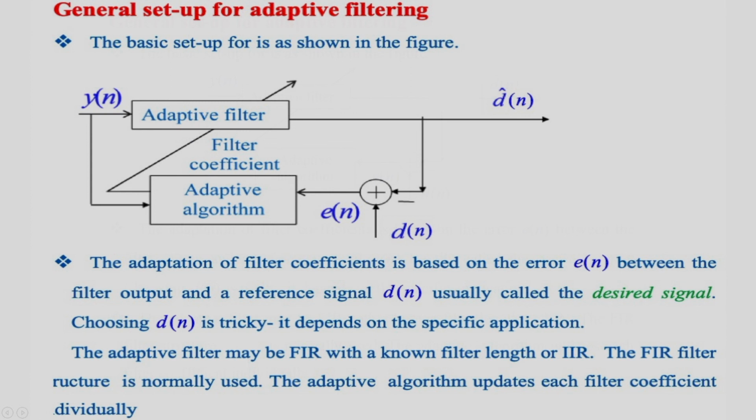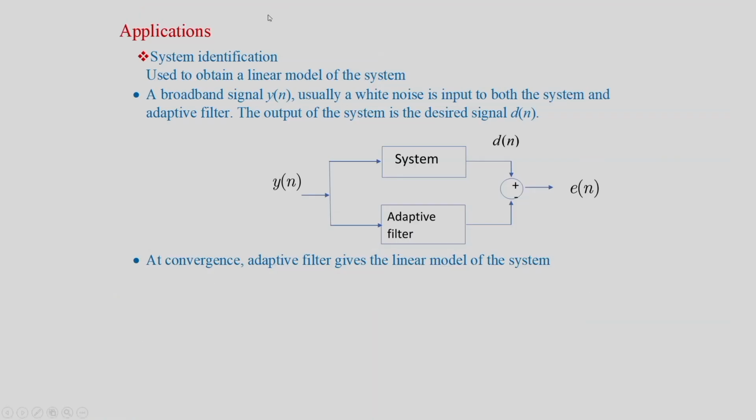We saw the general setup for adaptive filtering. Here Yn, that is the input, it passes through the adaptive filter to estimate the desired signal, and this estimated signal is compared with dn, and the error is passed to the adaptive algorithm to update the filter coefficient, and these updated filter coefficients are used here. So, this is the basic setup for adaptive filtering. We will see how the desired signal dn can be obtained in different applications.